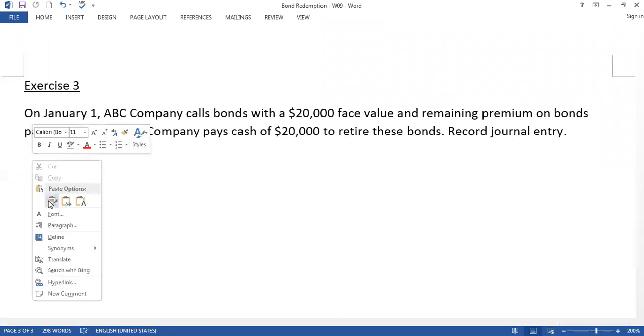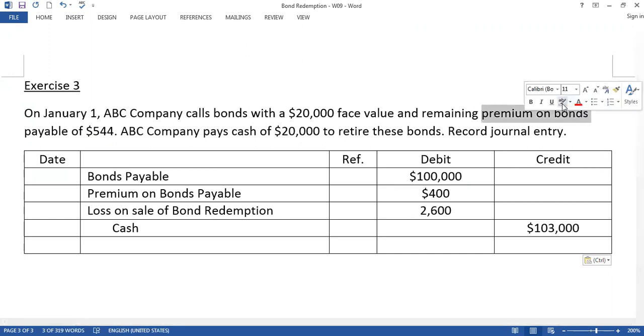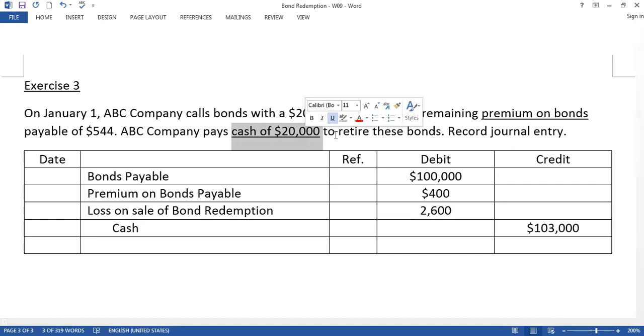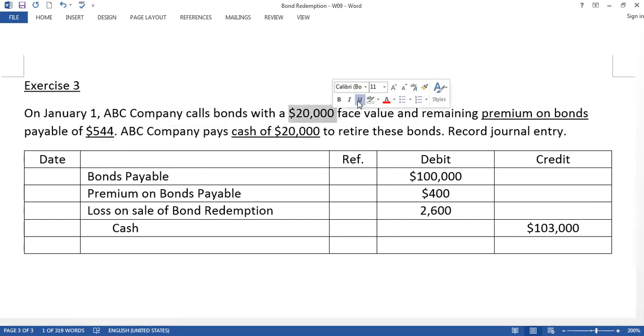So you can see that this question is about bonds premium, right? It is the premium bond. How much cash is paid is given, premium amount given, and the face amount of the bond given. So all the information is given. From here, you have to calculate the carrying value of the bond to compare gain or loss.